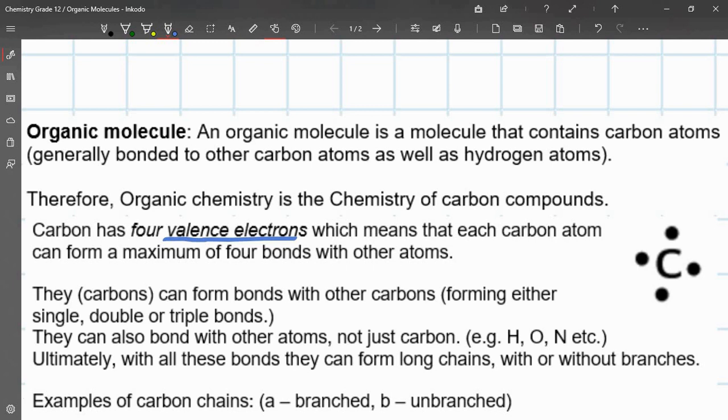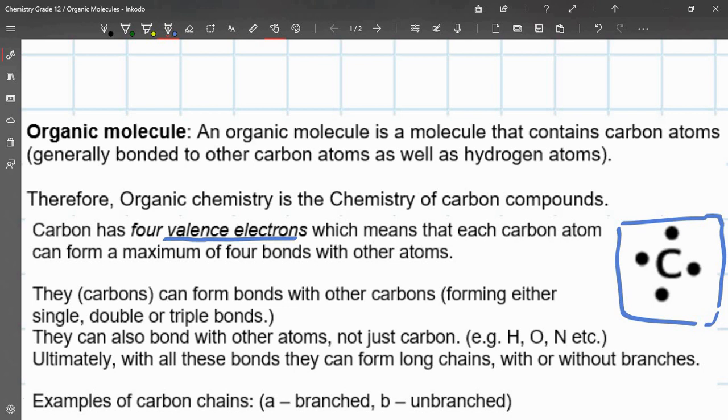And here we have the Lewis dot notation for valence electrons. You should already know this from your grade 11 work. I'm not going through that again. But that's what carbon looks like. These carbons can form bonds with other carbons, either double, triple, or single bonds. And as I mentioned earlier, they don't necessarily have to bond with carbon. They can bond with anything else, from hydrogen, oxygen, nitrogen, etc.